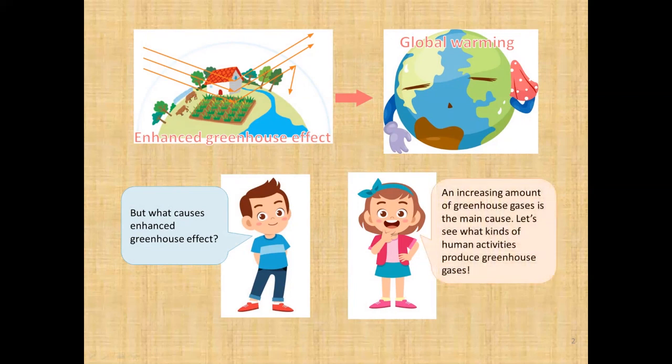Actually, the increasing amount of greenhouse gases is the main cause of the enhanced greenhouse effect. So that's why we need to see what kinds of human activities produce greenhouse gases, so that we can find a way to reduce the enhanced greenhouse effect. So let's have a look.